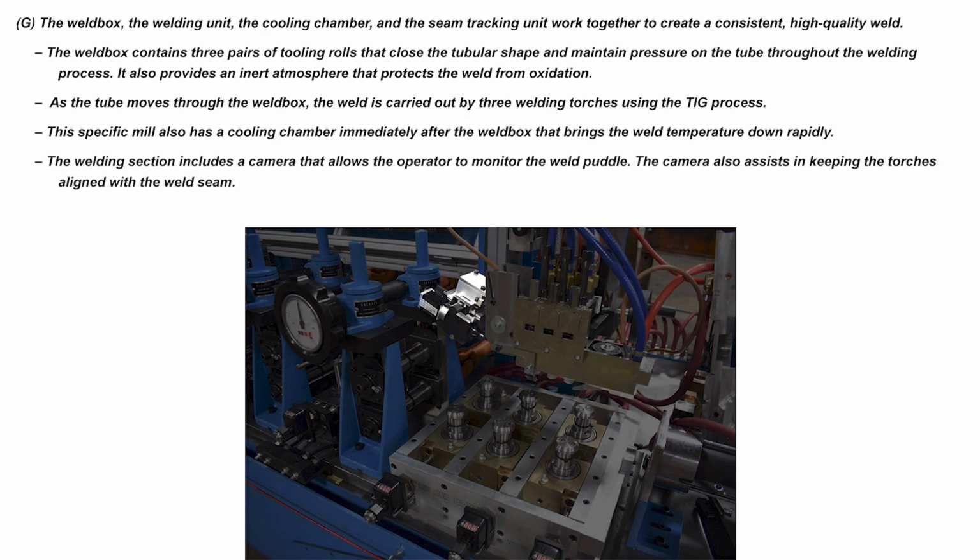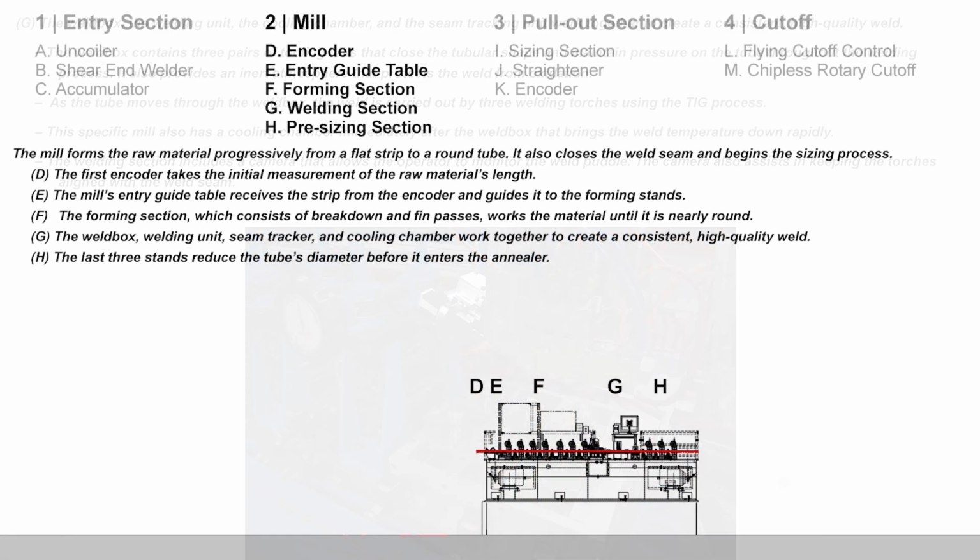The welding section also has a camera that allows the operator to monitor the weld puddle and a tracking system that helps to keep the torches aligned with the weld seam. The last 3 stands reduce the tube's diameter before the tube enters the annealer.